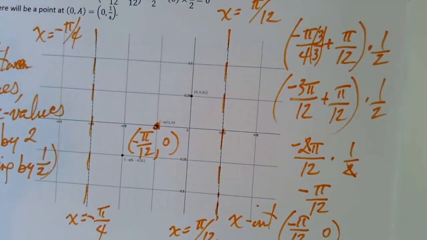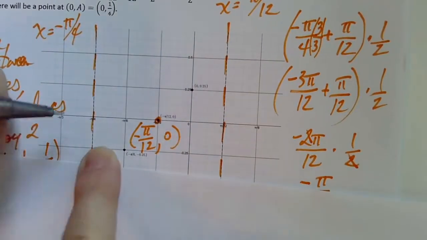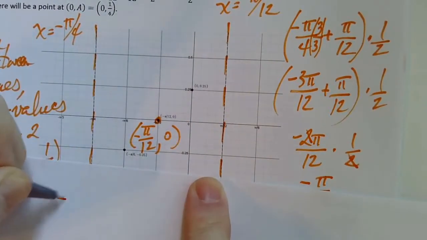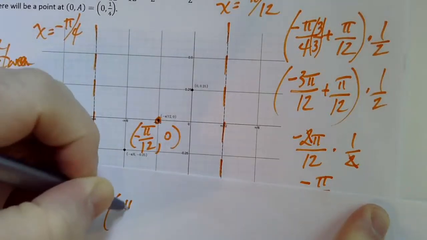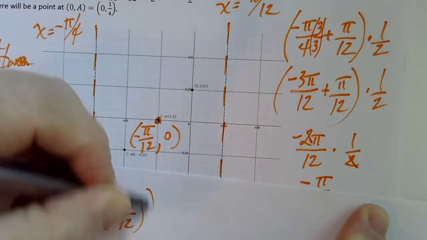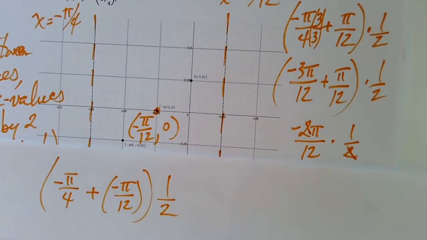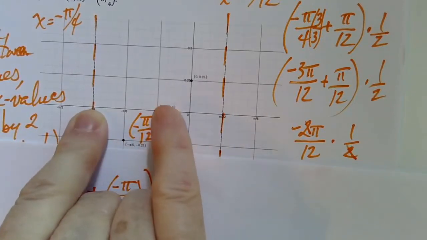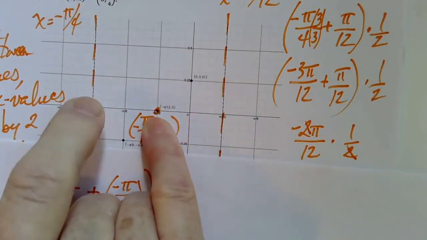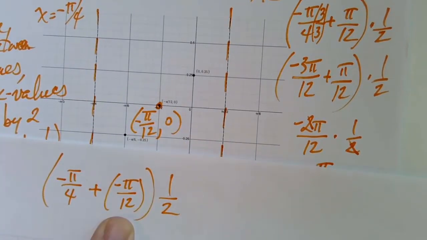Okay, well that's not too bad. So we've got negative pi over 4 plus negative pi over 12, and we want to multiply that by 1/2. This is to find the midpoint, to find the value that is midway between negative pi over 12 and negative pi over 4. You add the x's and multiply by 1/2.